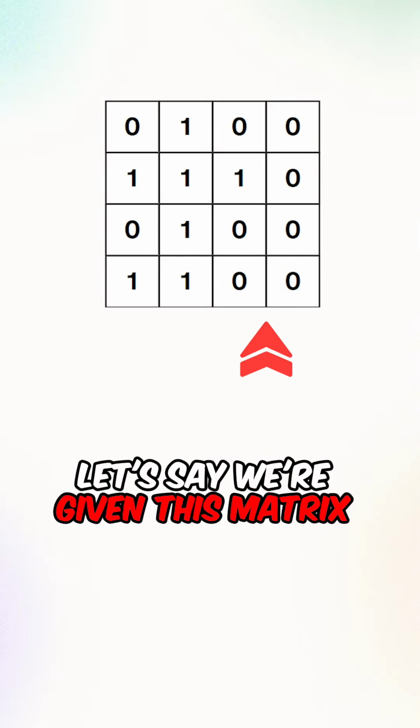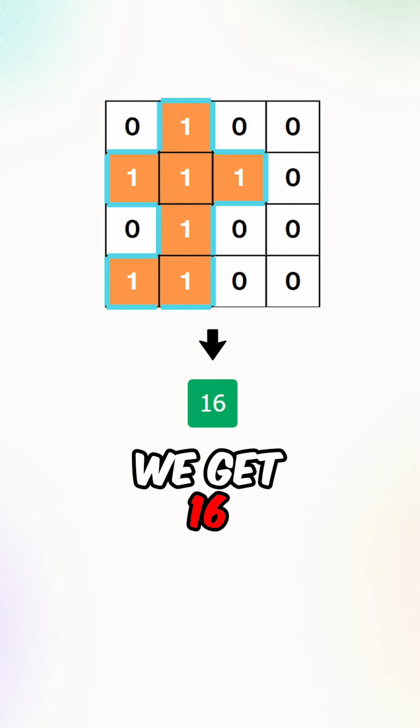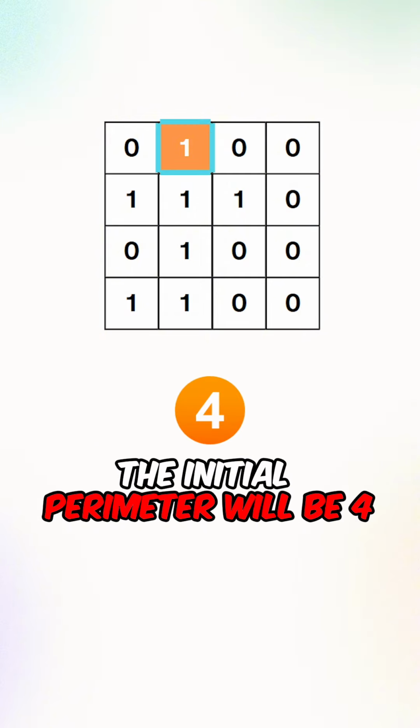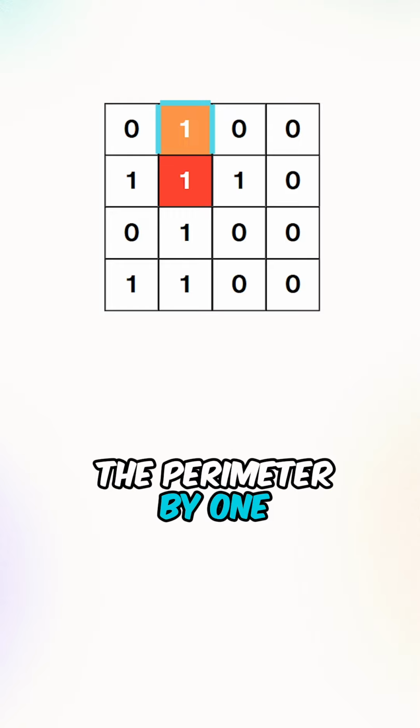Let's say we're given this matrix with this island. If we count the number of edges in the perimeter, we get 16. Let's go over the thought process. For each of the land inside the matrix, the initial perimeter will be 4. Then for each of the adjacent land, we will need to decrease the perimeter by 1.